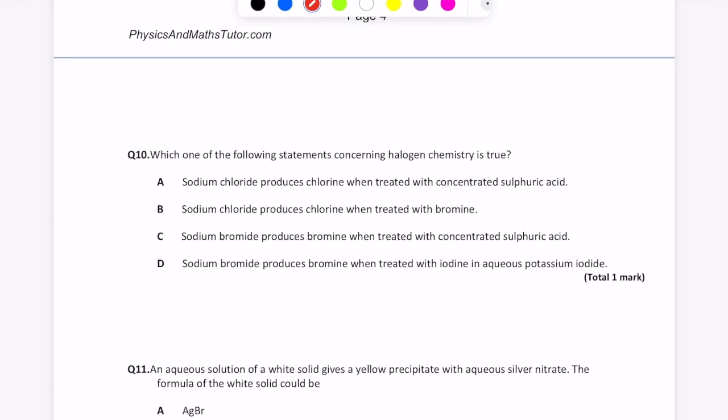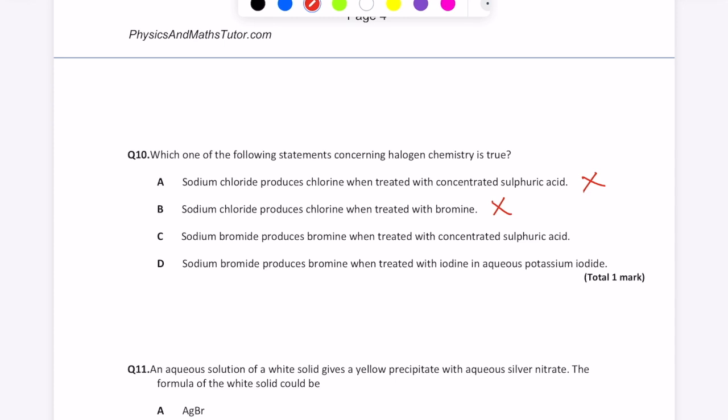Which one of the following statements concerning halogen chemistry is true? Sodium chloride produces chlorine when treated with concentrated sulfuric acid. This is why I said it's so important that you learn these equations, because that first equation I showed you did not have chlorine being produced. Sodium chloride produces chlorine when treated with bromine. This is all to do with halogen oxidizing ability. Do you remember when we looked at a previous video to do with halogen displacement? So a more reactive halogen displaces a less reactive halogen. Bromine is less reactive than chlorine, so this is false.